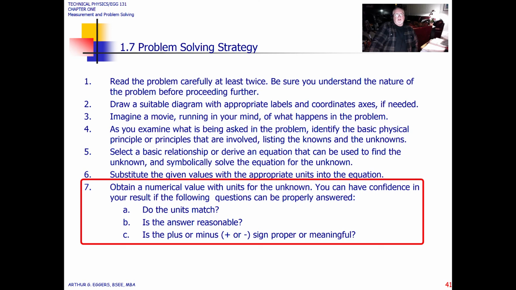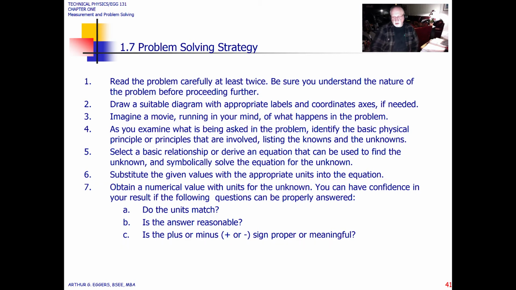Is the answer reasonable? Is it too big? Is it too small? Did you expect a big number or a large number? And if that's not what you got, then you've got a problem. And then look at the polarity. Is this plus or minus sign proper and meaningful for the answer that you just calculated?